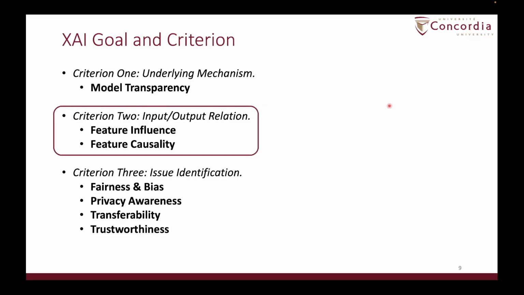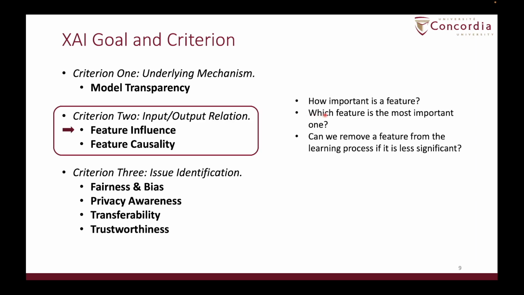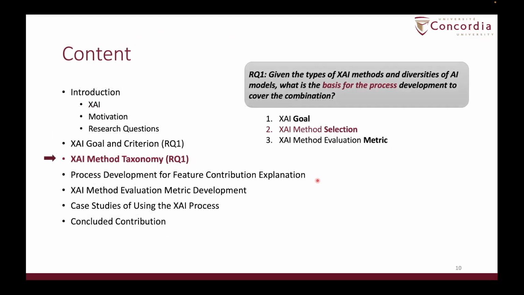In this paper, we only focus on the goal of feature influence. Related questions such as how important is a feature? Which feature is the most important one? Can we remove a feature from the learning process if it is less significant? And next, I will introduce our summarized taxonomy of the XAI method. This is important for XAI method selection.